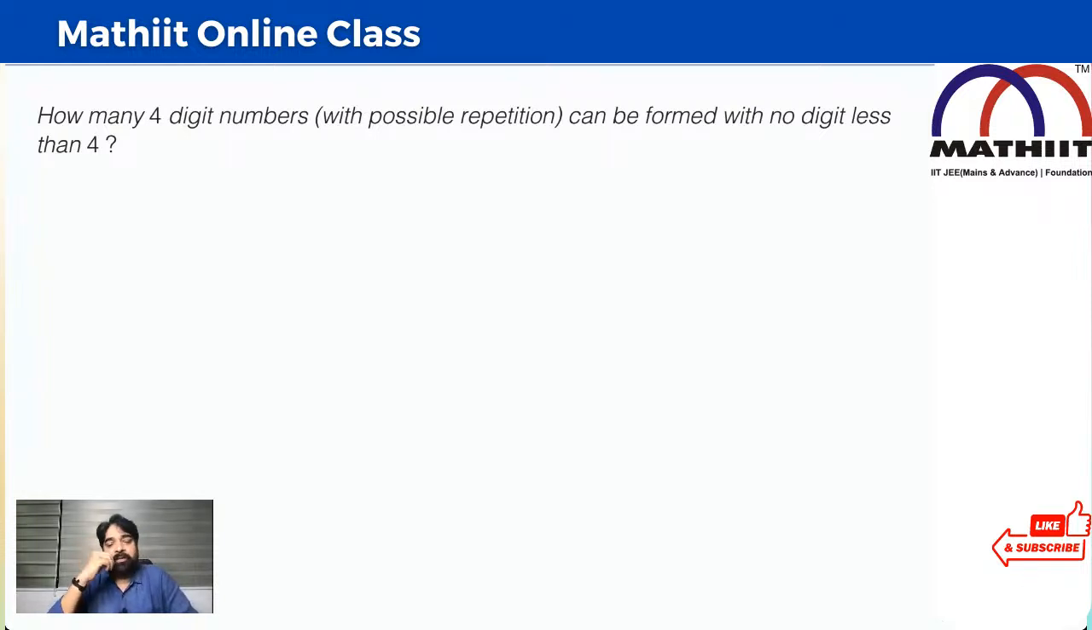Very simple question. No need of full calculation. You can give the answer without calculation, in the form of multiplication or something. I'm not here to check your calculation speed. Understanding is important. 4-digit. I have to form the number using digits no less than 4. It means I can use the digits 4, 5, 6, 7, 8, 9. Only this much. 3 I cannot use, 2 I cannot use, 1 I cannot use. Means I have 6 digits.